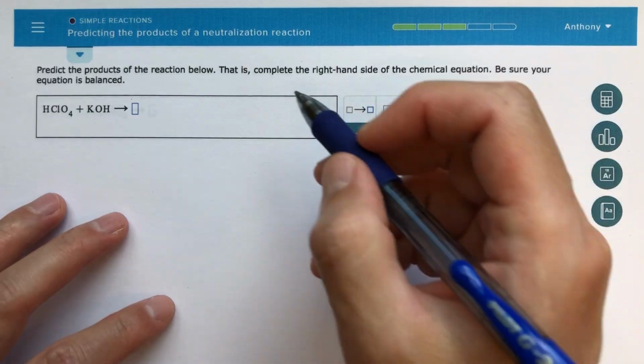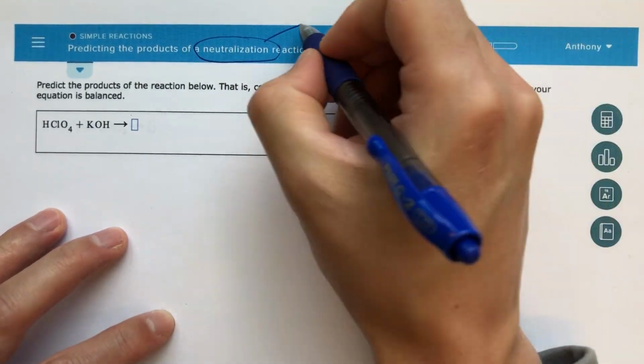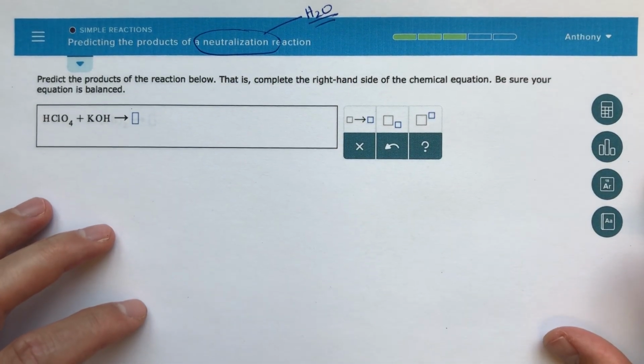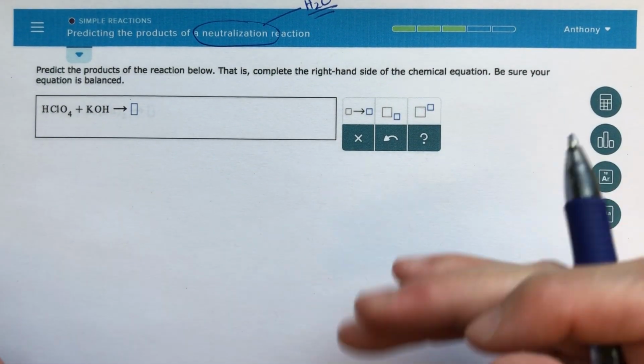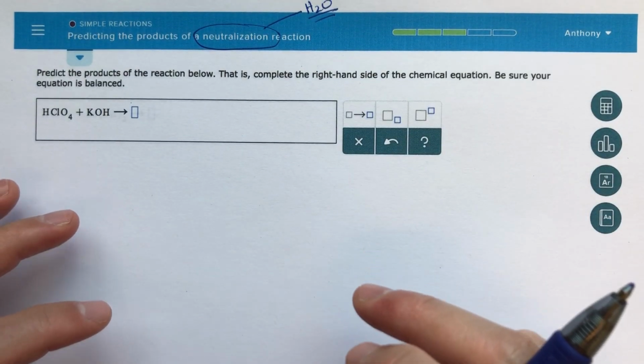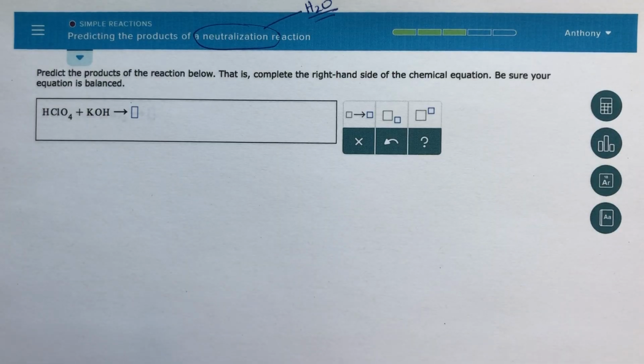So the fact that it's telling us we're looking at a neutralization reaction means that water will be produced as a product. So that's a good thing to keep in mind as we go through this topic. I'm going to do two different versions of this to give us a good overview of this topic. Let's go ahead and do it.